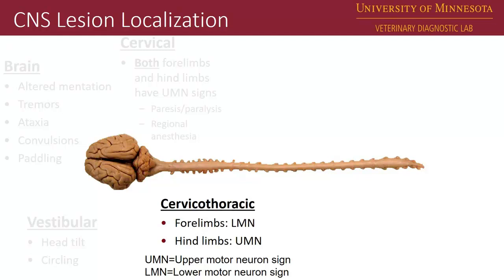It's important to realize that these characterizations are based on compressive or interruptive type lesions. Some of the stuff I'm going to talk about aren't necessarily that type of lesion, so you can have a lower motor neuron sign in the cervico-thoracic region and not necessarily have a lot of problems in the hind limbs because of the nature of the disease.